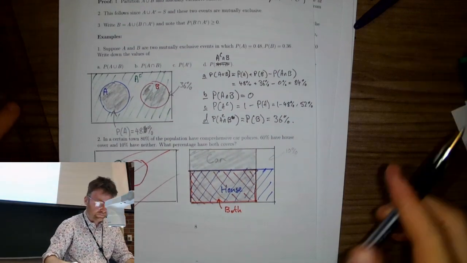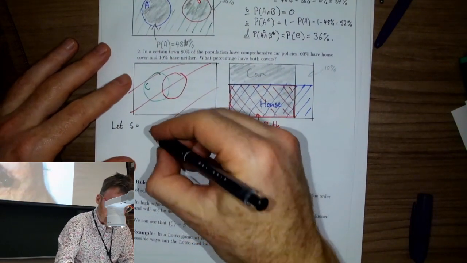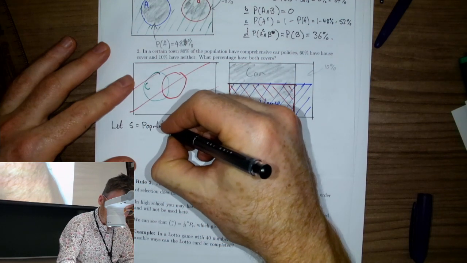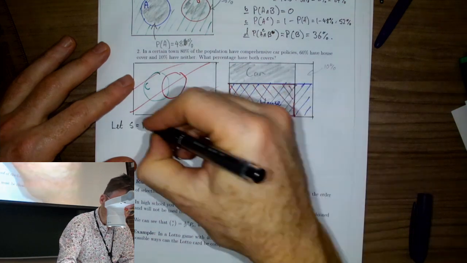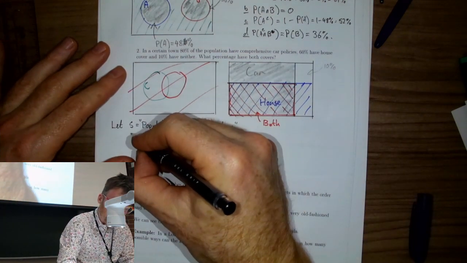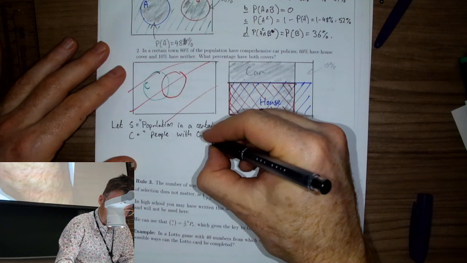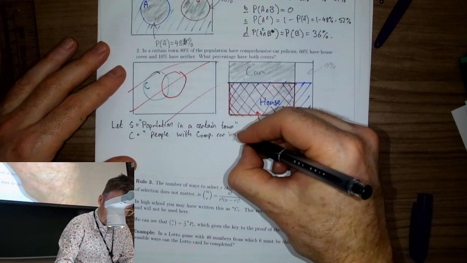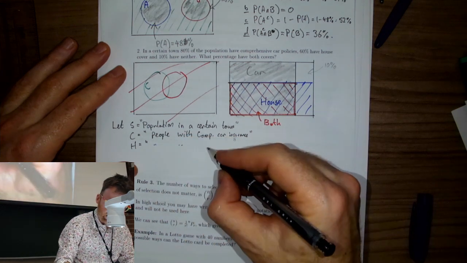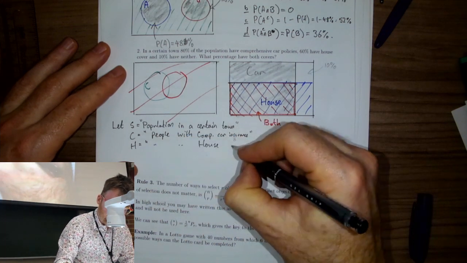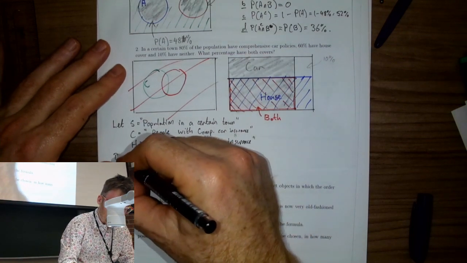Okay, so here we go. That's the picture. We're going to let S be equal to the population in a certain town, and we'll let C be the people with car insurance, and we'll let H be equal to people with house insurance. Then what do we get told?